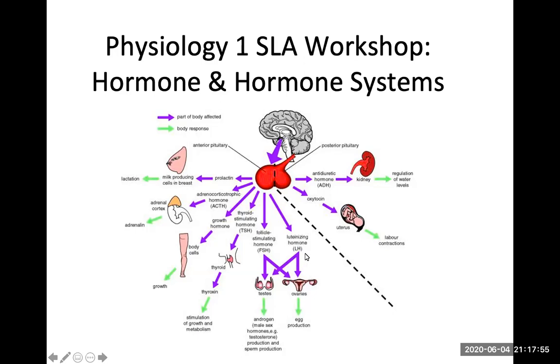Then we have luteinizing hormone, which also acts on both the testes and the ovaries. Specifically, luteinizing hormone will stimulate ovulation, or the release of an egg from the ovary into the uterine tube.